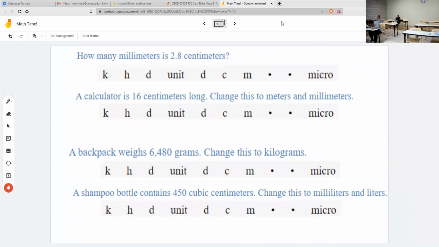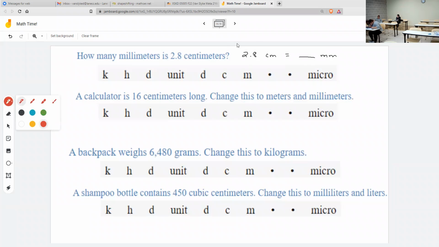So how many millimeters is 2.8 centimeters? So at first we'll do this one the old fashioned way. And if I have 2.8 centimeters and I want to go into millimeters, the bigger one is the centimeters. Remember on my ruler that there's 10 millimeters in every centimeter. So I'm going to do a times 10 or a divided by 10. Which am I going to do going from the bigger thing to the smaller thing?